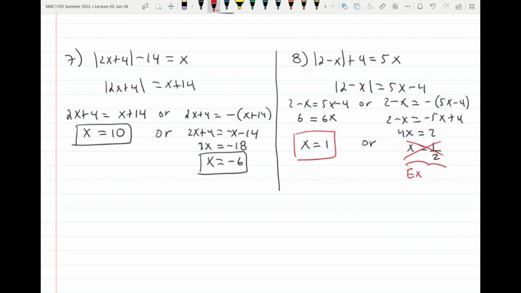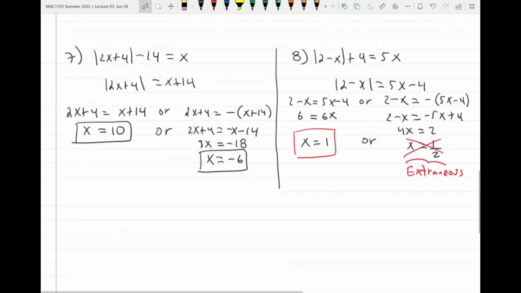So this is extraneous. Sometimes you will have extraneous solutions, sometimes you won't. The only way to catch them is by plugging in. And as I said, the problem is that we have this variable outside that is not part of the absolute value. So when we plug in something, things may not go the way we want. Okay, questions?